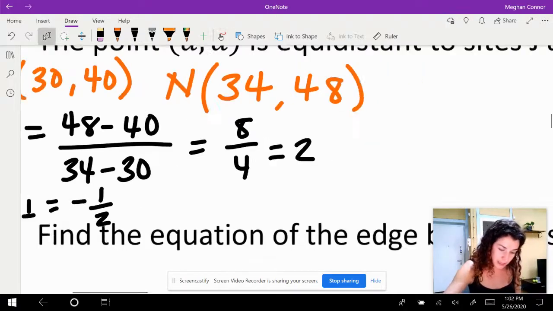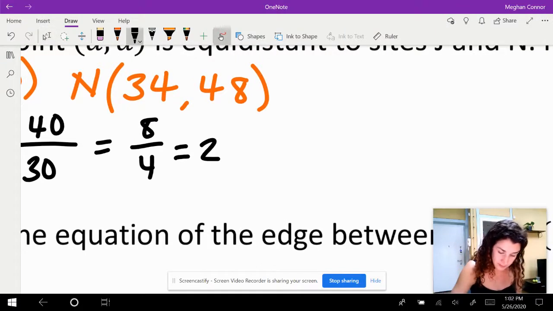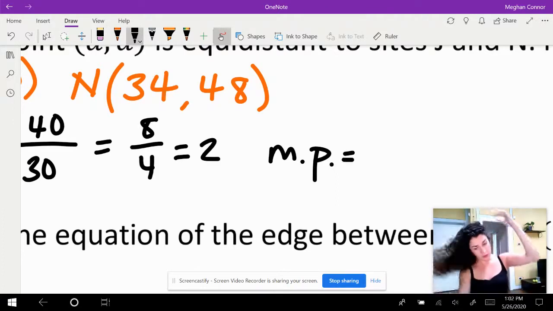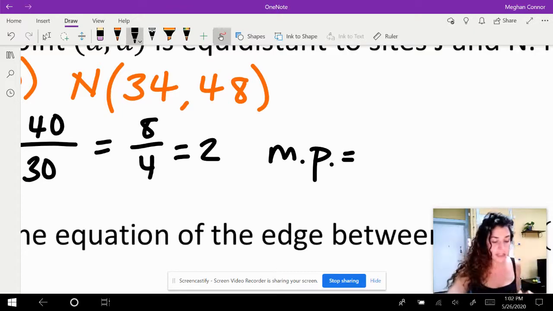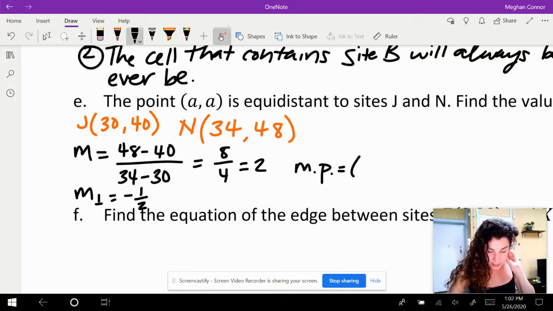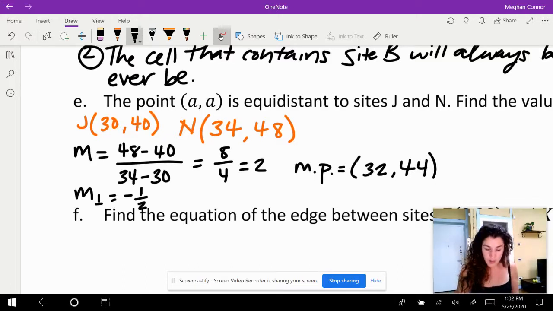We also need to find the midpoint. So we'll do MP. Remember that the midpoint is the average between your two values, right? So it's the average of your x values and the average of your y values. So you add the two numbers together and then divide them by 2. So for your x's, it's going to be 32. For your y values, halfway between that's going to be 44. Okay, so it's got a slope of negative 1/2 and it's got a point of (32, 44).